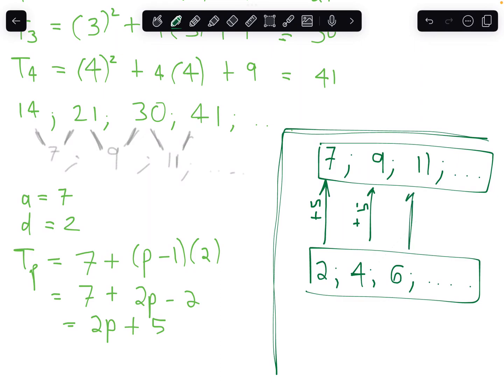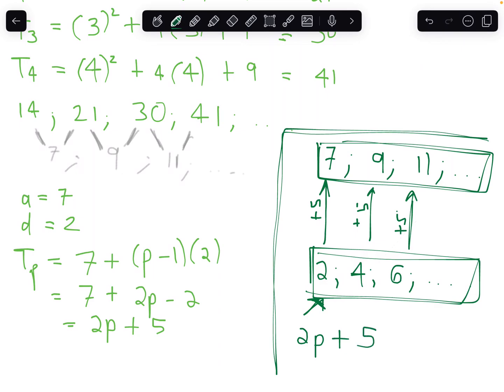So this sequence, this guy over here, is just the sequence of 2 times whatever position you're looking at, right? 2 times 1 gives you 2, 2 times 2 gives you 4, 2 times 3 gives you 6. But if we want to get to this sequence, we then have to take this guy, and to each term we just add 5. So then we end up with that sequence over there. So same answer, different ways of thinking about it.